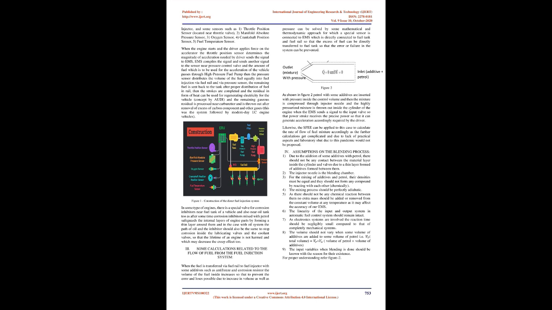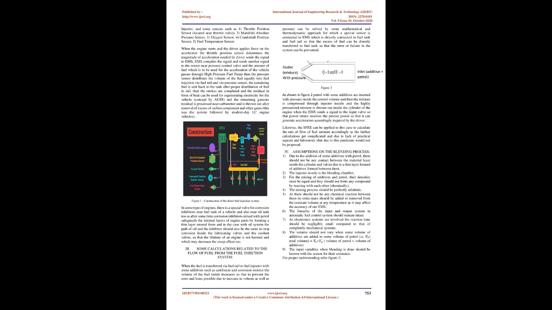When the engine starts and the driver applies force on the accelerator, the throttle position sensor determines the magnitude of acceleration needed by the driver and sends the signal to the EMS. The EMS compiles the signal and sends another signal to the sensor near the pressure control valve, and the amount of fuel to be used for the acceleration of the vehicle passes through the high pressure fuel pump. Then the pressure sensor distributes the volume of the fuel equally into the fuel injectors via the fuel rail. The remaining fuel is sent back to the tank after proper distribution of fuel in the rail.